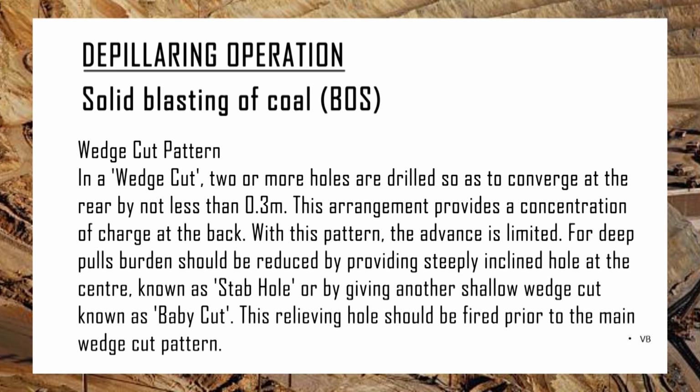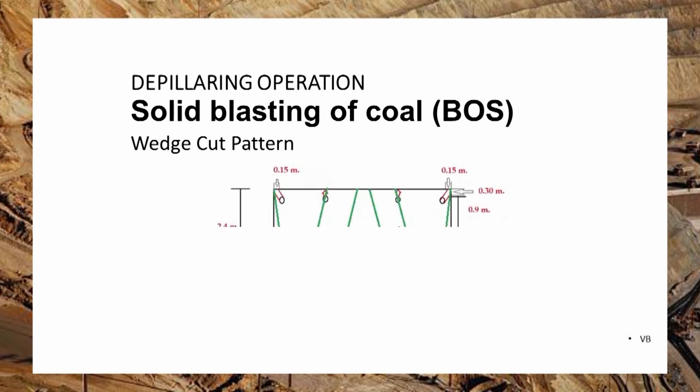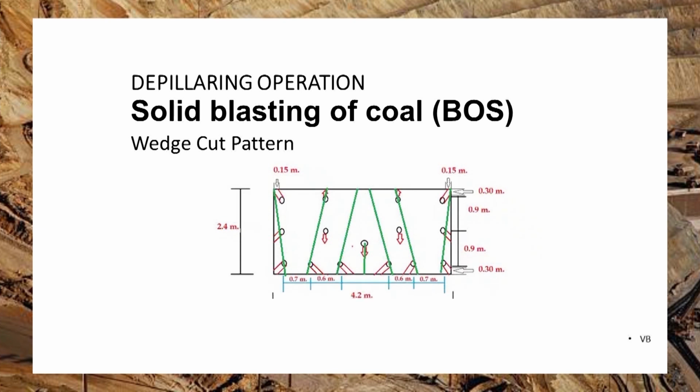Burden should be reduced by providing a steeply inclined hole at the center known as a step hole, or by giving another shallow wedge cut known as a baby cut. These relieving holes should be fired prior to the main wedge cut pattern. See on the figure, this is the figure of solid blasting, the wedge cut pattern. The drilling line means the drill hole is followed by this pattern, by inclination and sometimes straight.